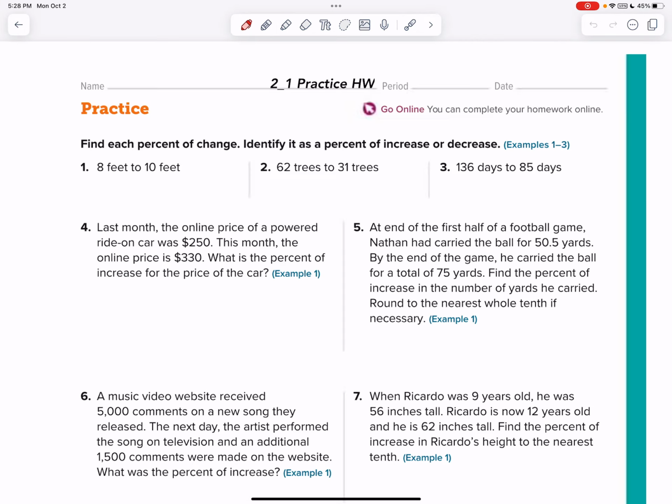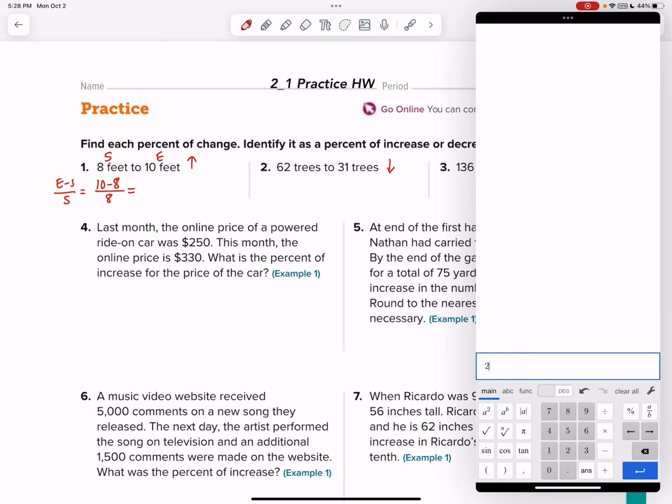So let's go ahead and take a look at your 2-1 practice homework. You're going to be doing increase or decrease, so you have to pay attention a little bit. So 8 feet to 10 feet. Right away I'm going to make a little note that that's an increase. Same thing here, 62 to 31, that one's a decrease. So look at my little notes of suggestion here. I have my start and my end. So let's go ahead and end minus start over start equals 10 minus 8 over 8 equals 2/8. And so let's see what 2 divided by 8 is.